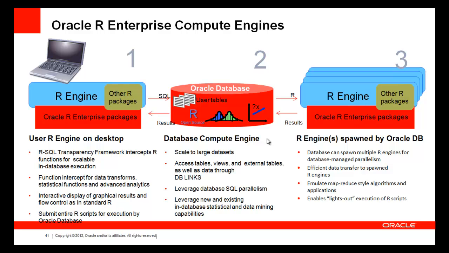And I ask you to look at the Oracle R Enterprise documentation to see the latest listing of those mathematical and statistical functions. And if for any reason we don't have native support for that, you can always use the R engine and spawn perhaps multiple R engines, where the database is managing the data and the parallelism of those parallel flows to independent R threads that are doing their statistics and their analysis. That really enables lights out execution of R scripts.